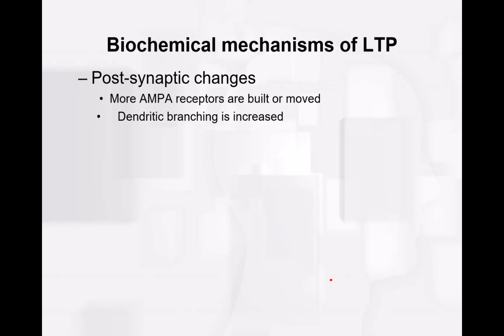That's going to also result in dendritic branching. So in order to have more AMPA receptors, we need to have a bigger surface area, so there's going to be dendritic branching, and that surface area of the dendrite is going to increase. This results in more synapses with the same neuron. So again, allowing that postsynaptic cell to be potentiated.